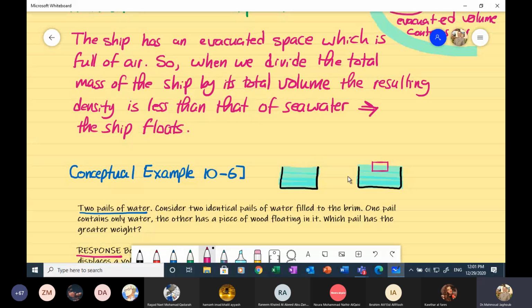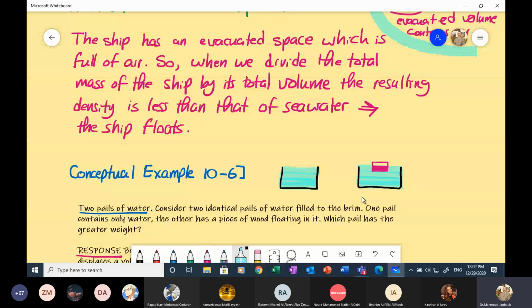Remember, before this was not here, both of them were full of water. Now when you place this piece of wood into the water, it is going to displace what? A volume of the water. Right? Basically this will be its volume. Now that volume is under the surface of the water. So where did the water that was here go?